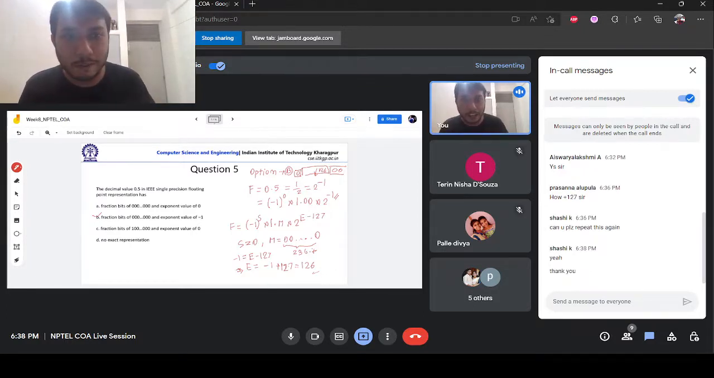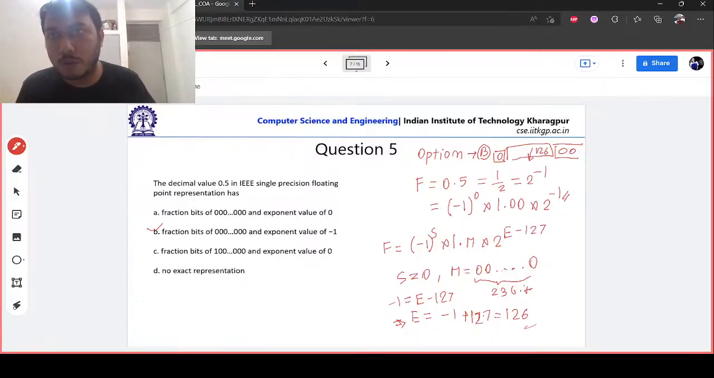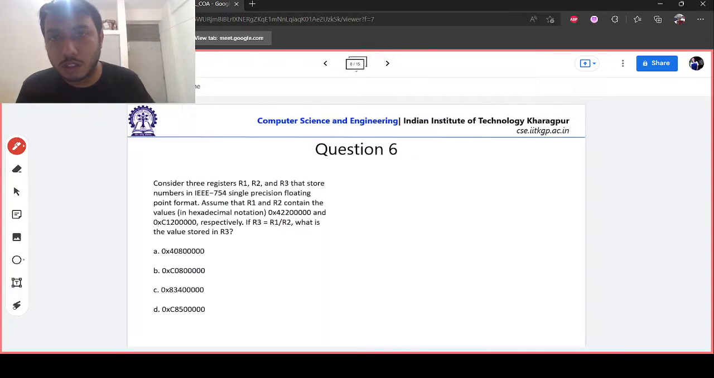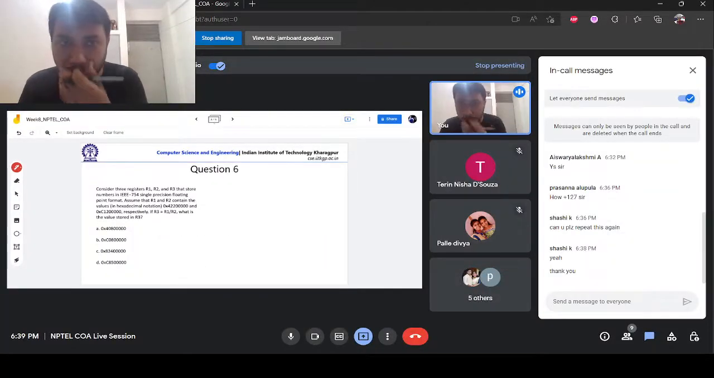So I have done two problems. One is converting decimal to floating point, and floating point to decimal. So the next problem will be a combination of both. Read the problem carefully, you will understand what it says.